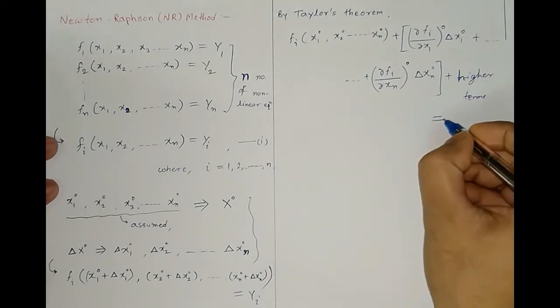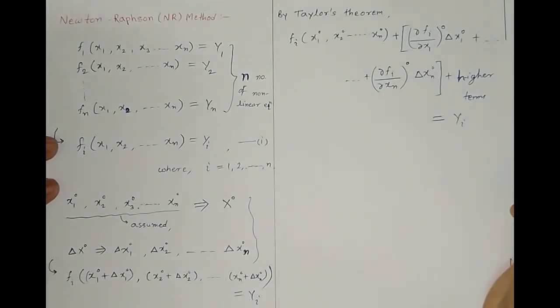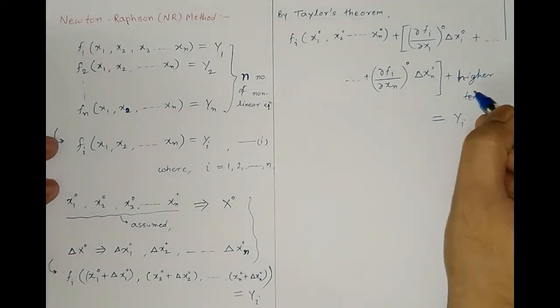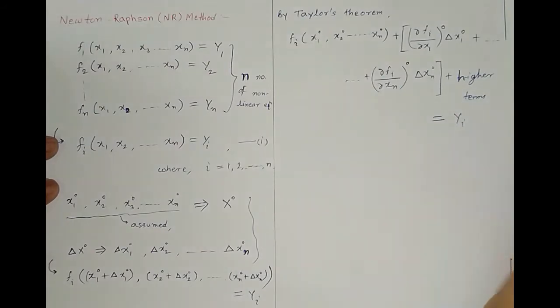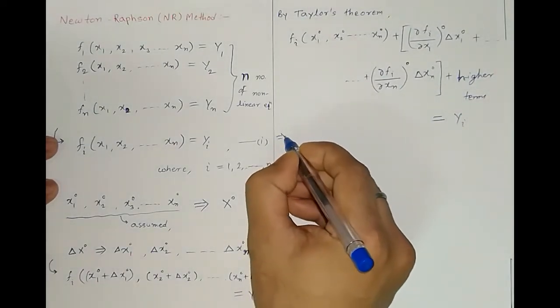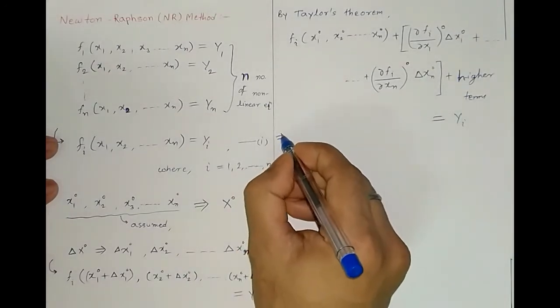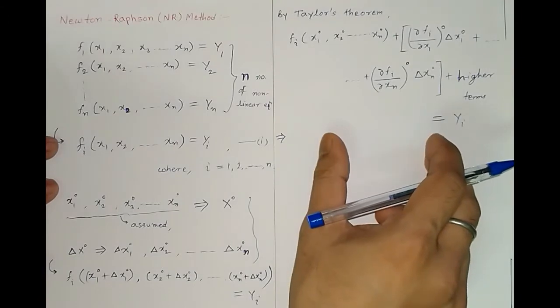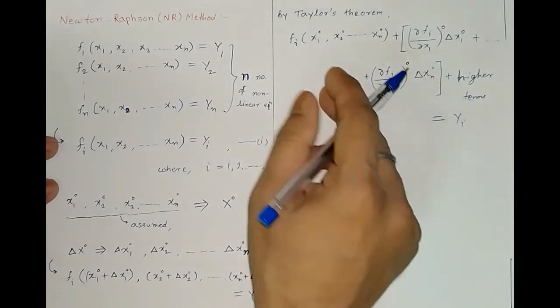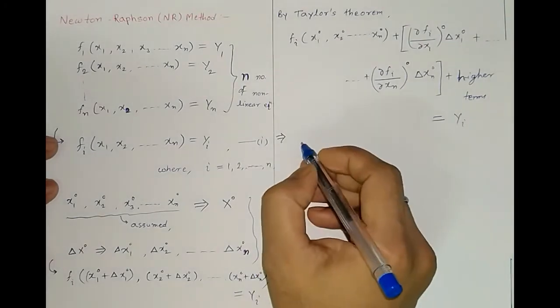Equals to yi. If we ignore these higher terms, the same equation can be rewritten in the matrix form. If we generalize, this equation is expanded in the form of a matrix.